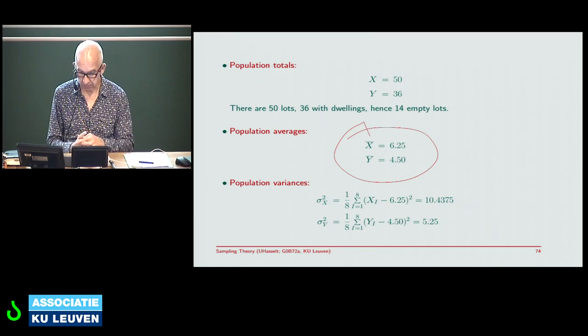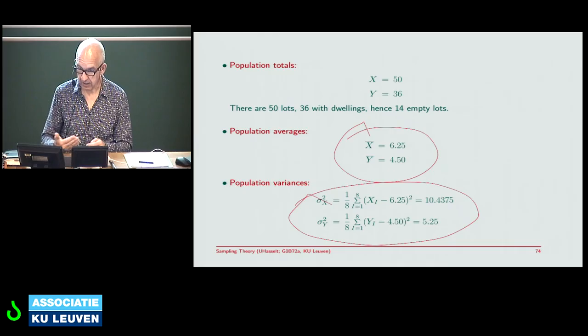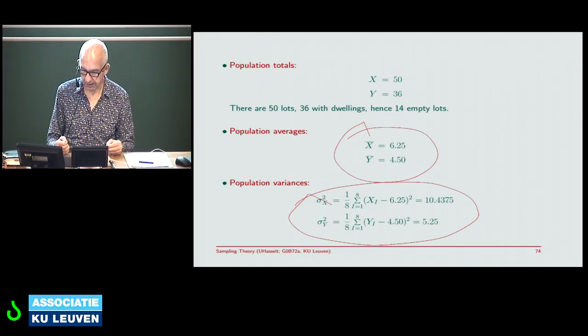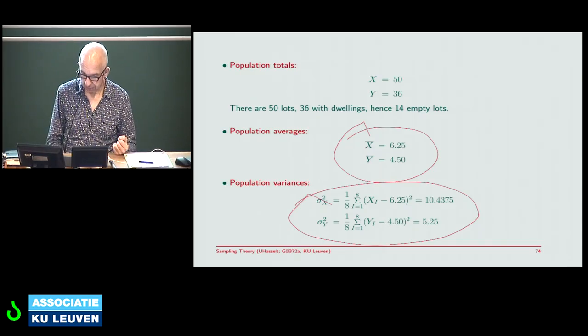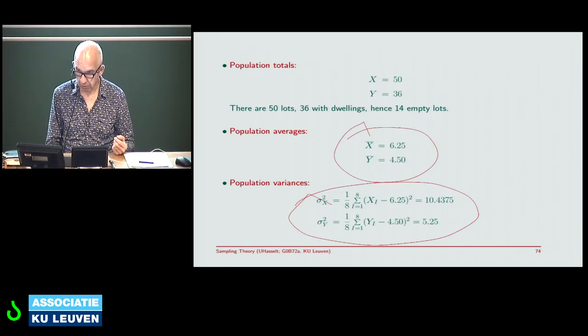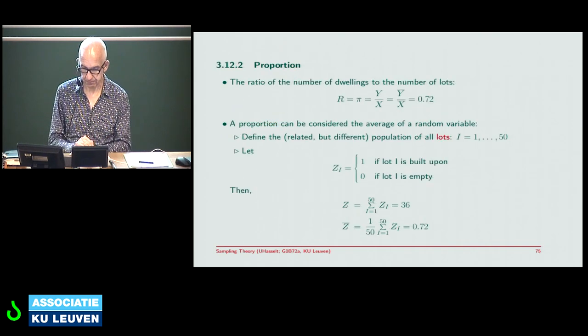And then the population variances can be calculated in this way. Exercise: verify that with the numbers from the previous page, go through the algebra at least once, and you will get to, respectively, for x, 10.5 almost, and for y, 5.25. So, look, it's possible for variables like x and y to be not so different in terms of average, but fairly different in terms of population variance.